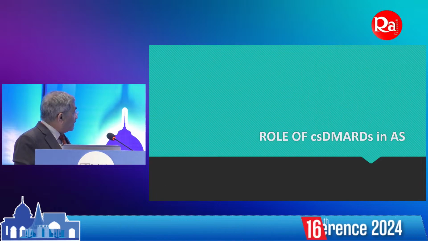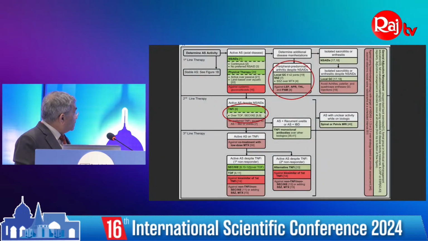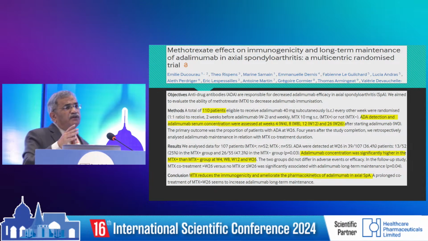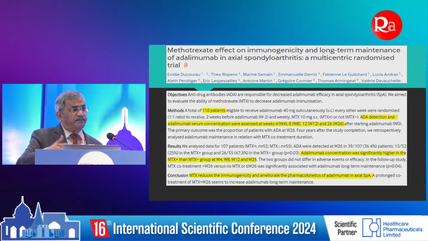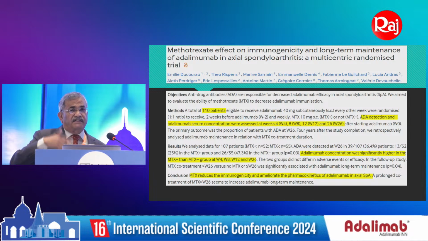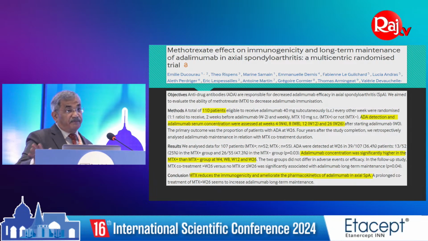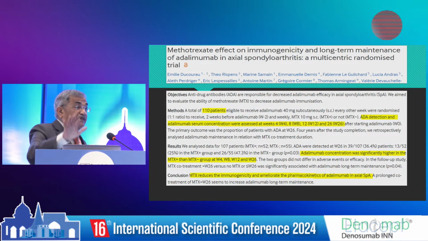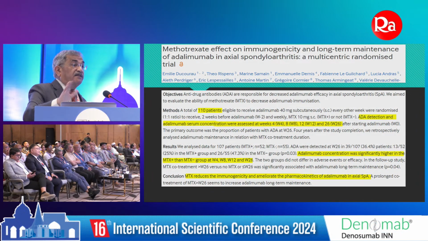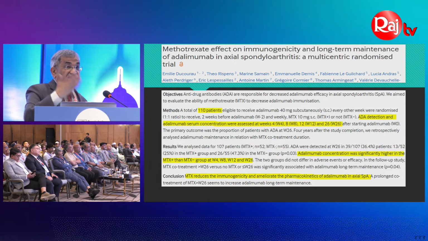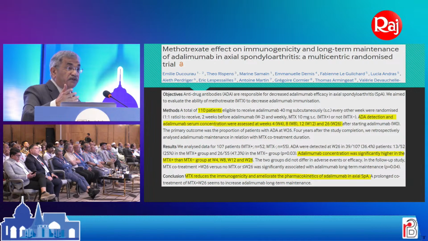Methotrexate: normally you use methotrexate, you always say that the autoantibodies generated by drugs can be reduced, but it's not for SpA. But this is a paper which says it's good for SpA also. So if you use methotrexate, there is a role. There is a role for CSDMARDs that you can use with the biologics.